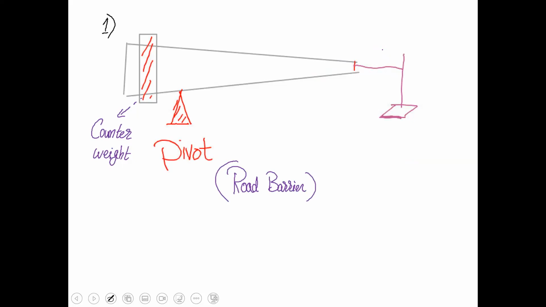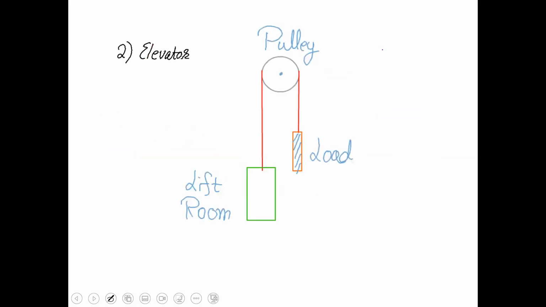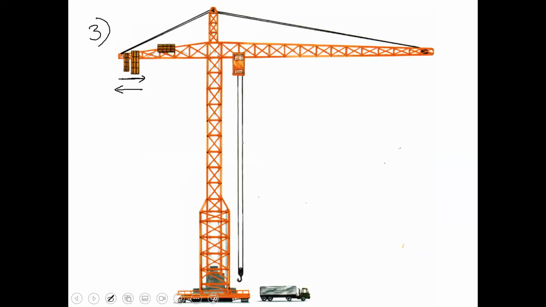Similarly, at a check post, they have a counterweight at the back, so if they release it, the barrier goes up. Old elevators have a lift room, the elevator whose door opens outside. If the load goes down, the lift passenger room goes up. This is another concept of counterweight. It is movable, so you can balance this heavy crane.